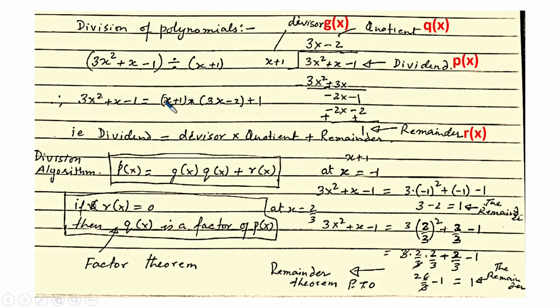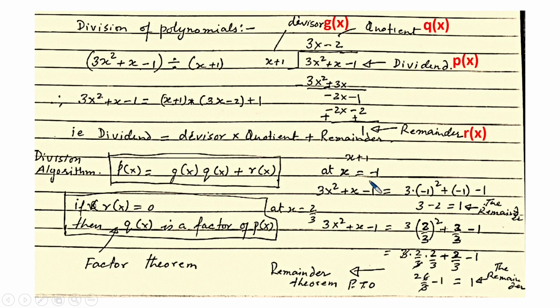So for x equal to minus 1, you have one remainder, because if x is minus 1, then x plus 1 is 0. So you have only the remainder. So p of minus 1 will be 1. And similarly, for 3x minus 2, that is x is equal to 2 by 3, p of 2 by 3 will also be 1.